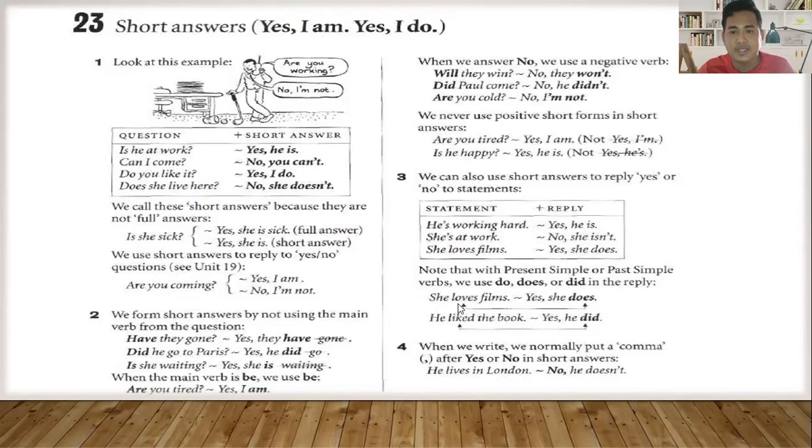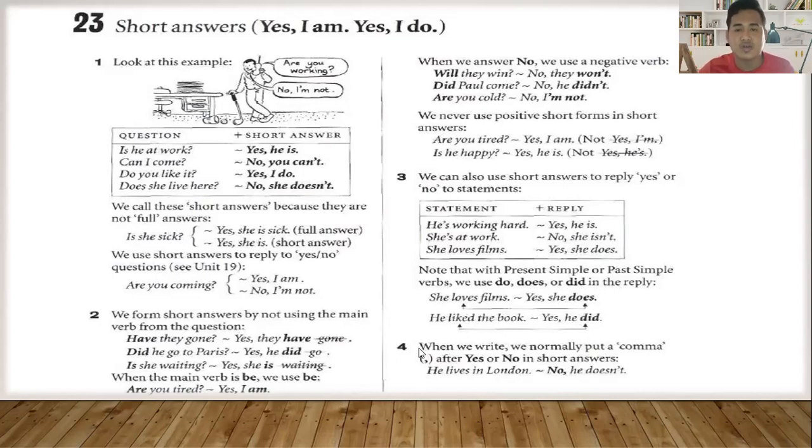Yes, she loves films. Yes, he does. But he liked the books. Yes, he did. Present or past. We add did for the past with like-ed, but love-s is the present. That's how we use the present singular.